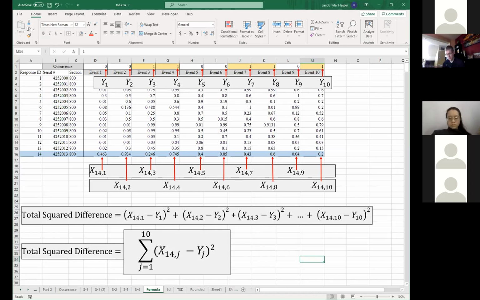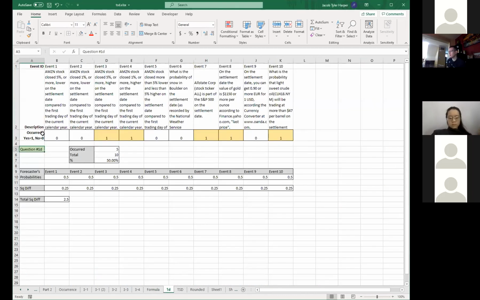And then there's a question that says, okay, check out the occurrence tab. They want to know, of these 10 events, what percentage of them occurred? In other words, what percent of them are ones? Well, I can count pretty easily. 5 of them are ones out of 10. So 50% of these 10 events occurred. Then there's a follow-up question, which says essentially, what would the total squared difference be if we had some hypothetical forecaster who put 50% for all their guesses?